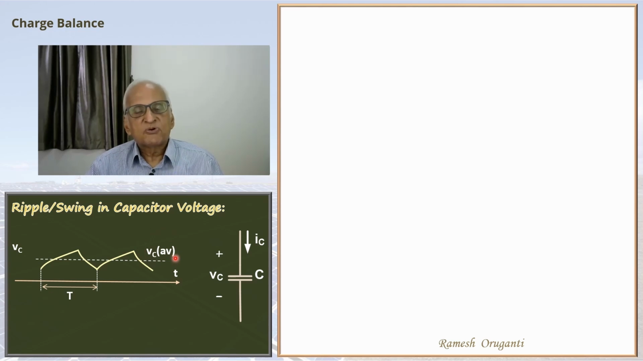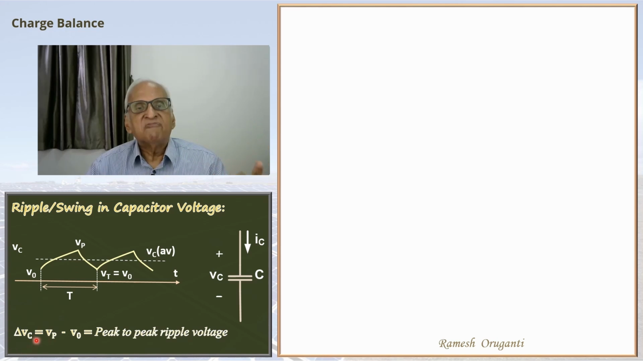The voltage starts from a value V0 and then goes to a peak Vp and then returns at the end of the cycle to a value Vt, which is equal to V0. So it is in steady state and it's a periodic waveform. One of the parameters of interest to the designer is the so-called peak-to-peak ripple voltage. That is the delta Vc, the difference between Vp and V0. We will look at an analogy and we will understand this peak-to-peak ripple voltage a bit more.